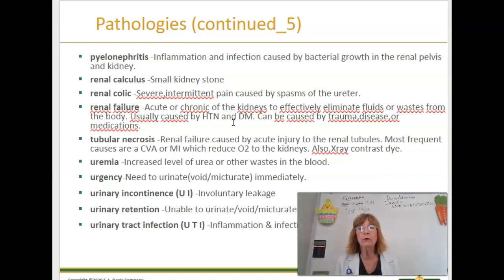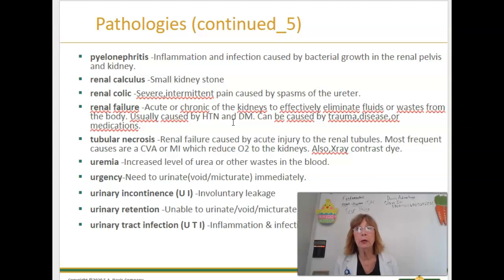Tubular necrosis, renal failure caused by acute injury to the renal tubules. So the most frequent causes are a CVA or a myocardial infarction, which reduce the oxygen to the kidney, so the kidneys die. Uremia is the increase of urea in the blood. So you will find this with the BUN, the blood urea nitrogen, which is a blood test.